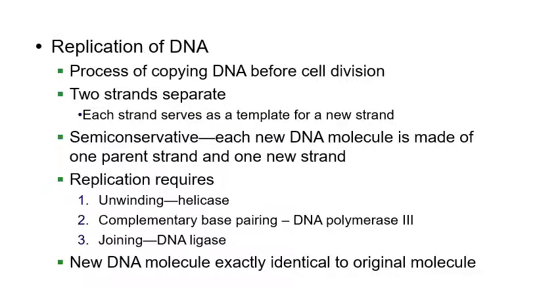All right, so three main steps to this process. The first step is the unwinding or the separating of those two strands. In order to separate the two strands, we need an enzyme. That enzyme is going to be called DNA helicase. So helicase is the enzyme responsible for separating the two strands. So it basically goes in and cuts the hydrogen bonds that are holding the strands together.